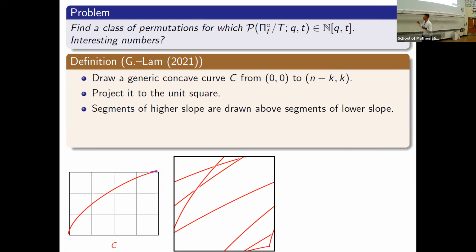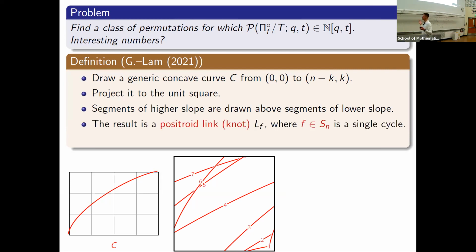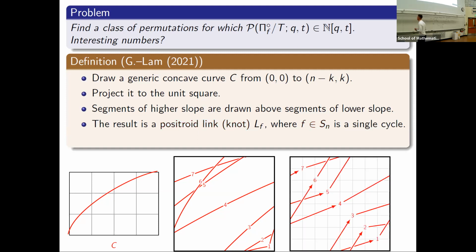And that's a link drawn on a torus. That link on the torus happens to be a positroid link for some particular permutation, which you can read off from this picture. You just put these numbers on the diagonal, and then your permutation sends 1 to 6. And yeah, so here's the permutation.